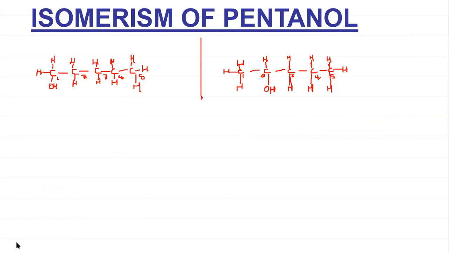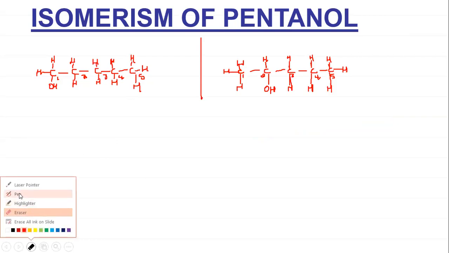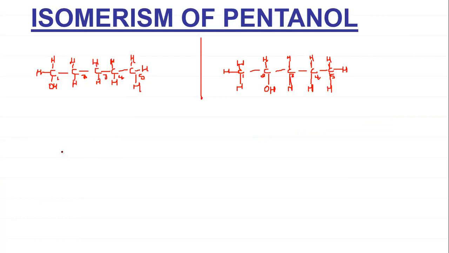Okay, let us try another one simply. We don't actually have to draw that line there. So we have 1, 2, 3, 4, 5 carbons. It's still a pentanol. Let us call this carbon 1, carbon 2, carbon 3, carbon 4, and then carbon 5.